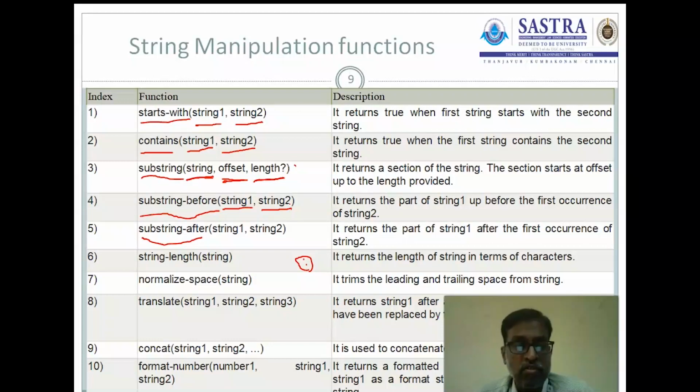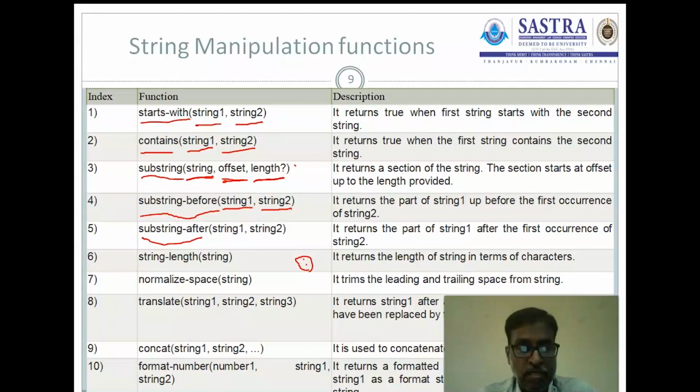The length of a string can be returned by using string-length. We need to pass the string as a parameter. Then normalize-space, which we have already discussed. Then translate: string 1 is returned after any matching characters in string 2 have been replaced by string 3.